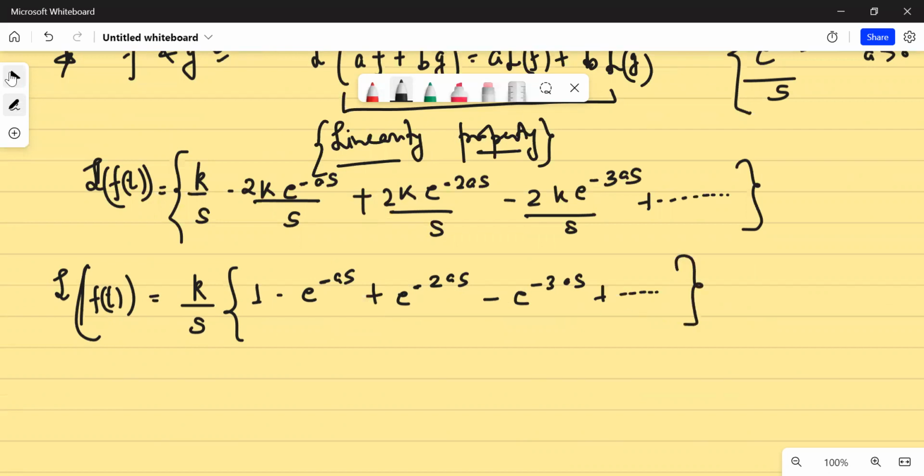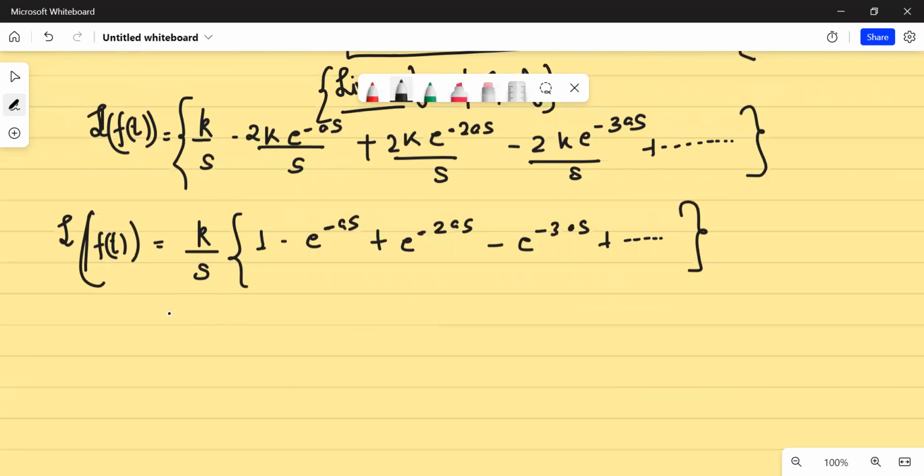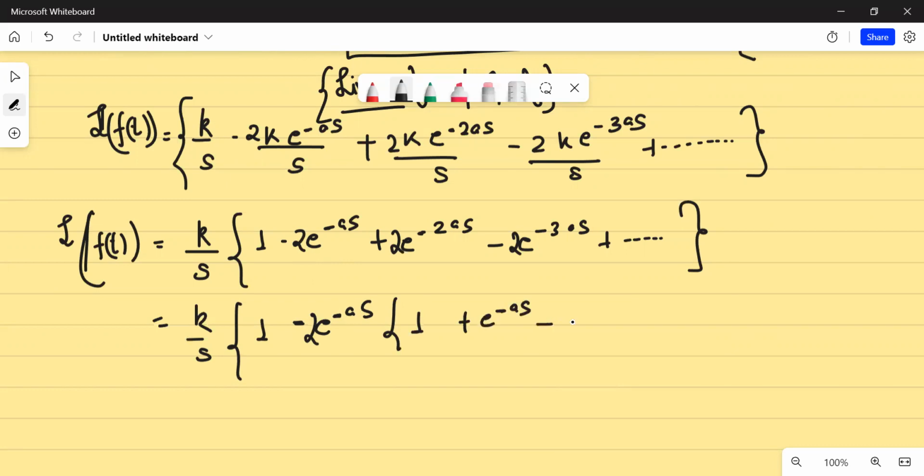Is that clear? And in other words, if you want, forget the 1, write 1 as 1 only, and minus e to the power minus as. Okay, where did the 2 go from here? There will be a factor of 2 also. So I'll take a 2 common here. So what will come here: 1 plus e to the power minus as minus e to the power minus 2as.